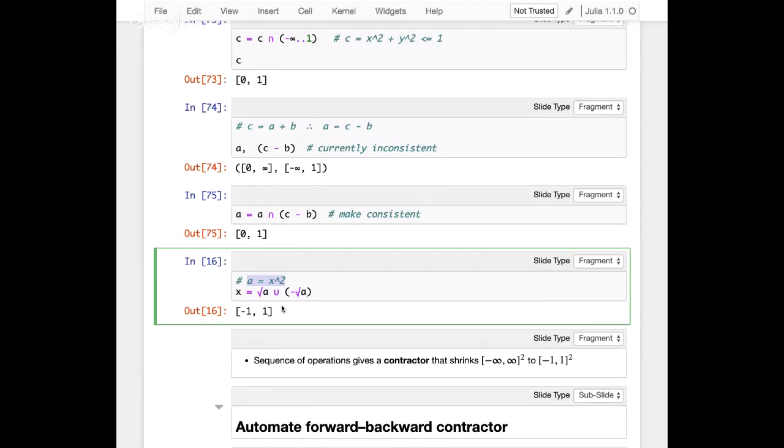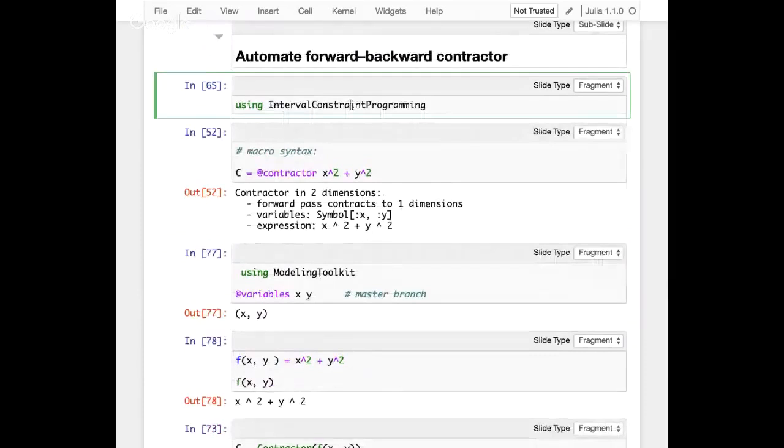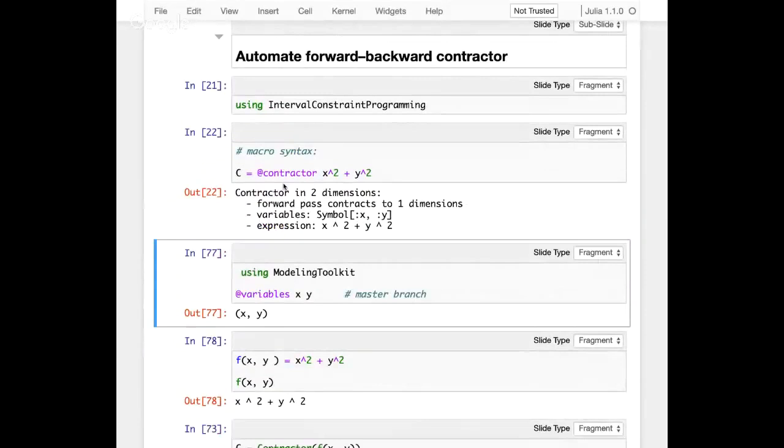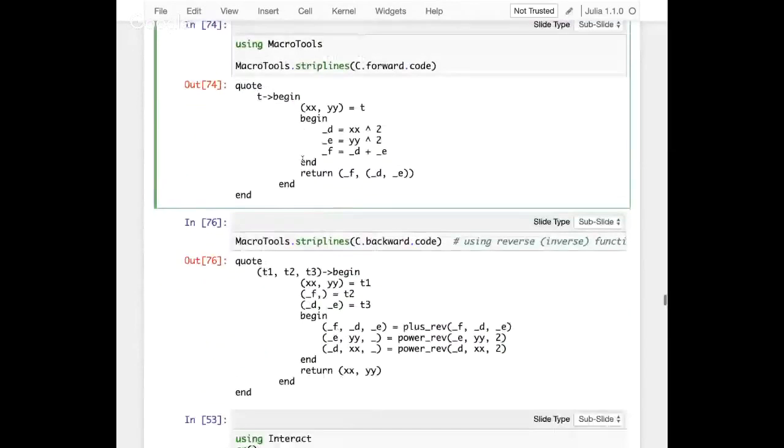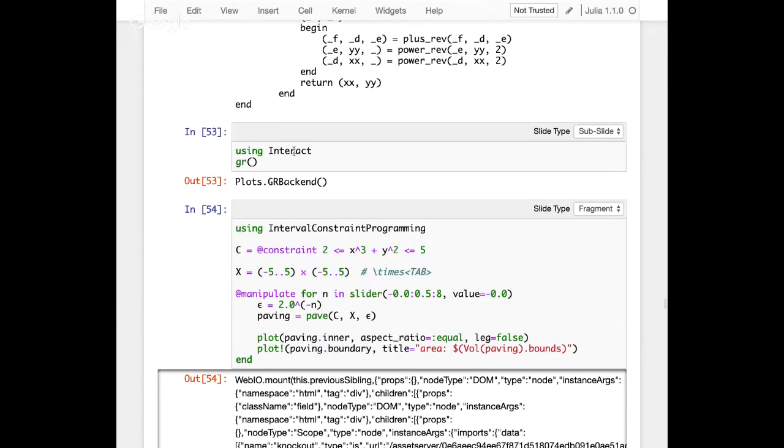And so I can automate all of that using this interval constraint programming package. So this macro, we now have a version without macros, add contractor of x squared plus y squared, makes this thing called a contractor. What does that do? It generates code to do exactly this sequence of steps that I just did. So there's the forward step, here's the backward step in terms of these inverse functions. So I'm working with sets, so I can actually calculate inverse functions. And if we're very lucky, we might be able to see that happening interactively.